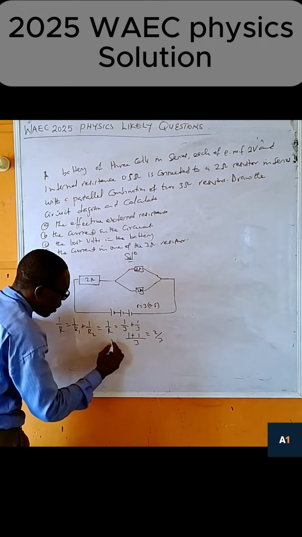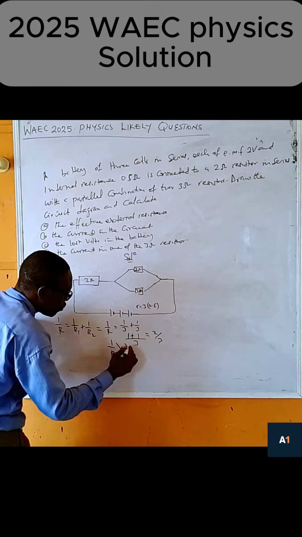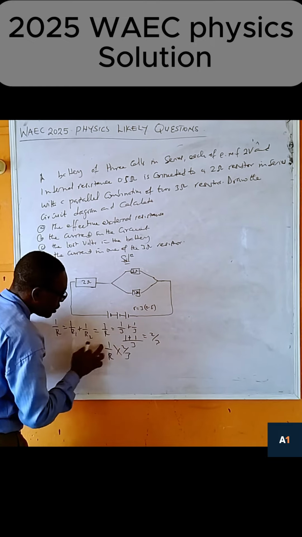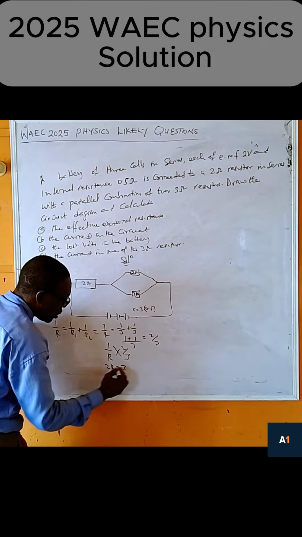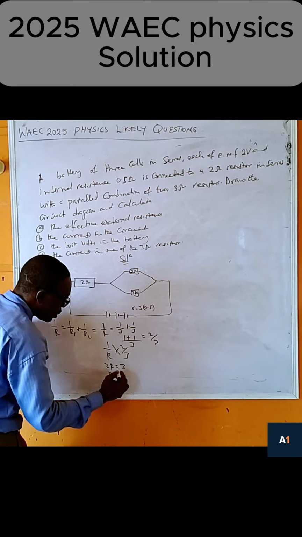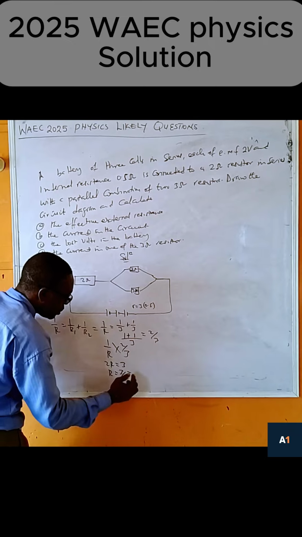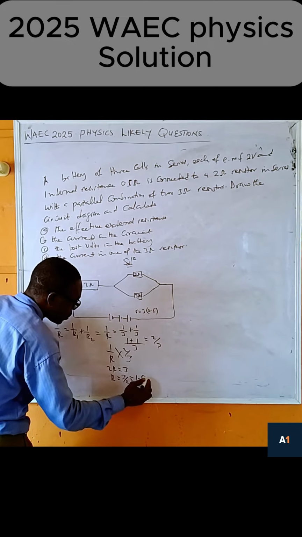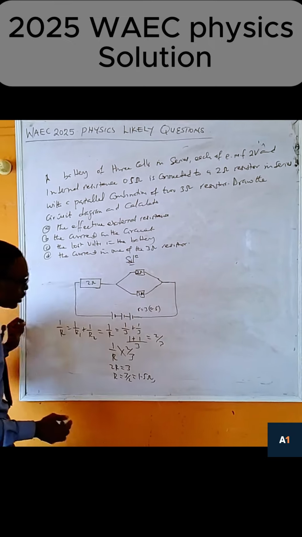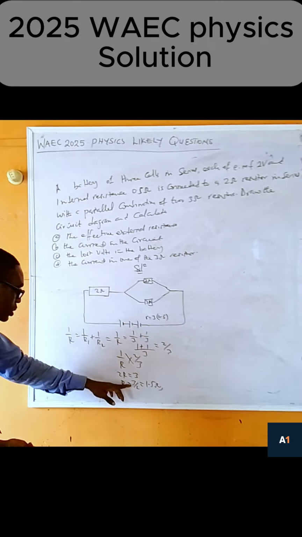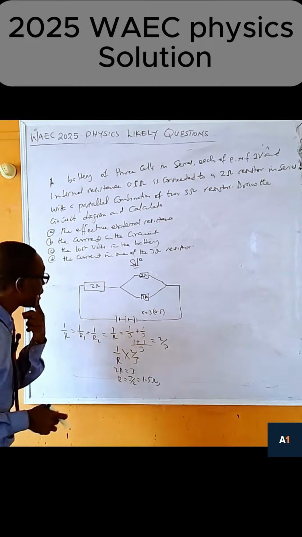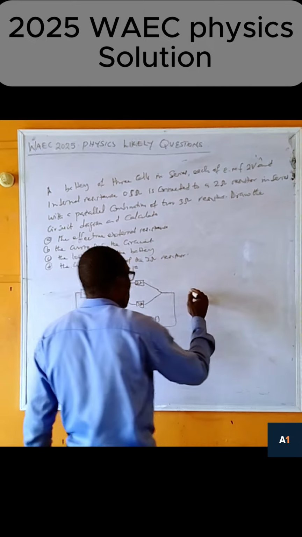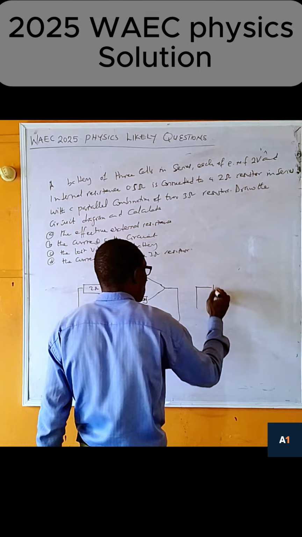So we now have 1 over R, cross multiply, 2 over 3. This one multiplied by this one. We have 2R equal to 3. So our R will give us 3 over 2, which will give us 1.5 ohms. So this is 1.5 ohms. As a result of that, the circuit here can also be formed like this now.